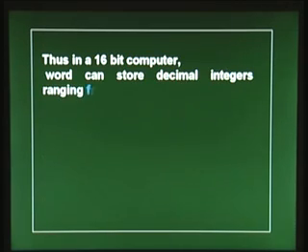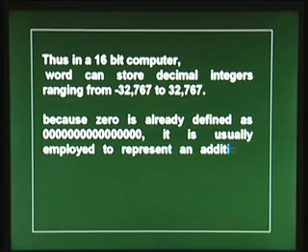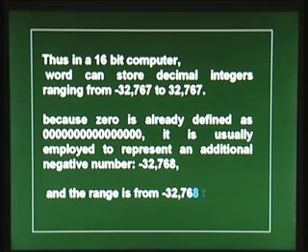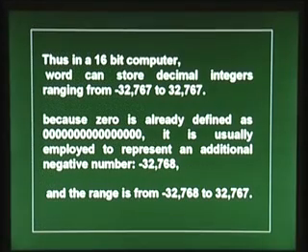So that's the 16-bit computer I showed here, and I showed you a 32-bit computer here. A 32-bit computer can store from minus 2147483648 to plus 2147483647. While a 16-bit computer would be able to store from minus 32768 to plus 32767. So that is the range of integers.